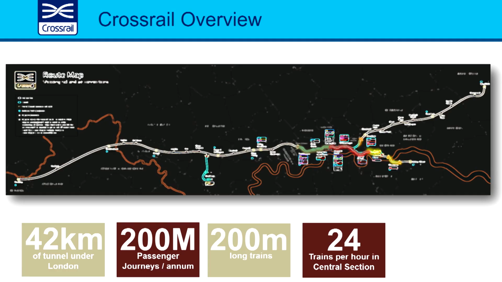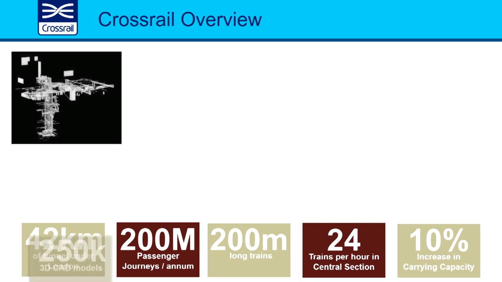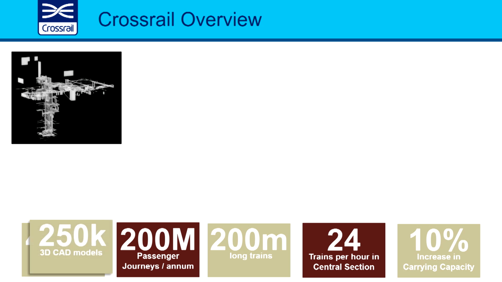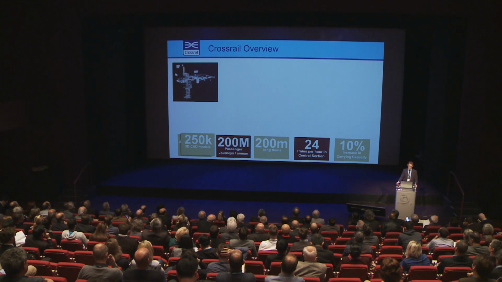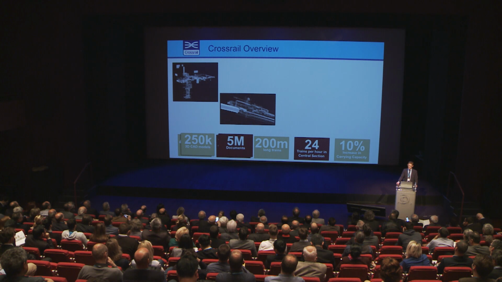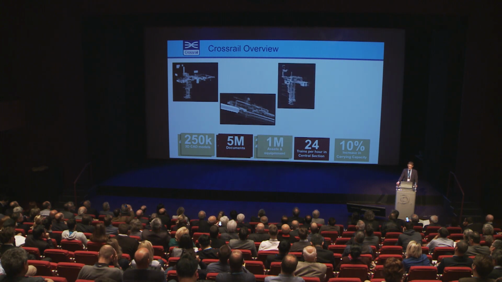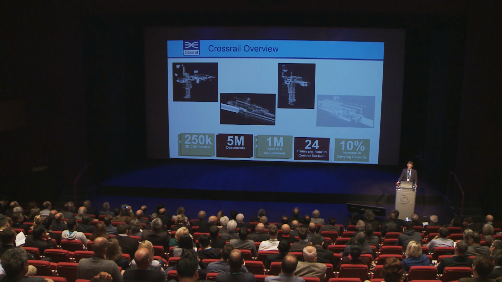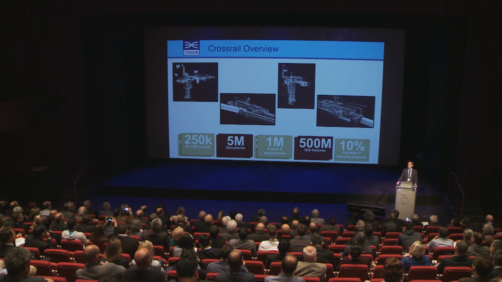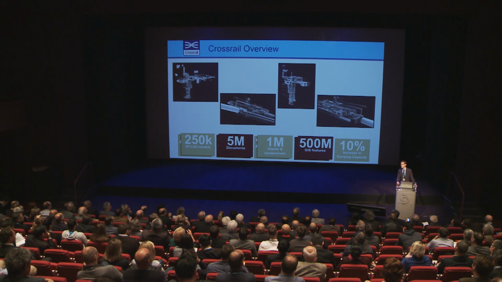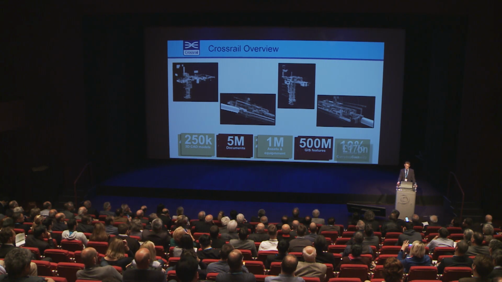There's going to be 24 trains per hour in the central section when it's finished, and it will increase London's transport capacity by 10%. In the design and construction, we've used 250,000 models, including 3D models. We've got 5 million documents kept in our document management system, 1 million assets and equipment across the project, 500 million GIS features, and GIS was a central part of our BIM strategy. And the total cost is now over £17 billion.